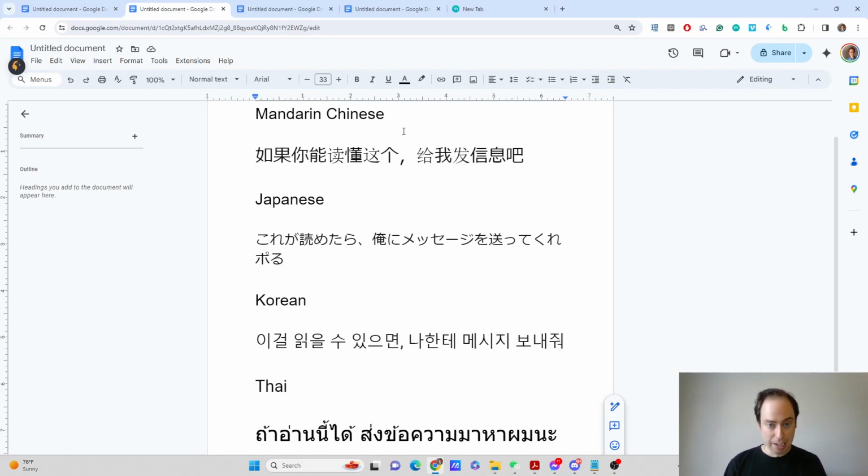So for Mandarin Chinese, I just showed you this phrase, which is 如果你能读懂这个，给我发信息吧. And this, you can see it's a lot of complicated characters all the way through. For Japanese, we have これが読めたら俺にメッセージを送ってくれ, which you'll see there are some complicated characters, but they're interspersed by simpler looking characters.